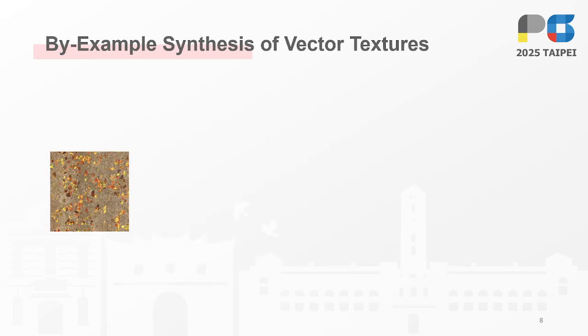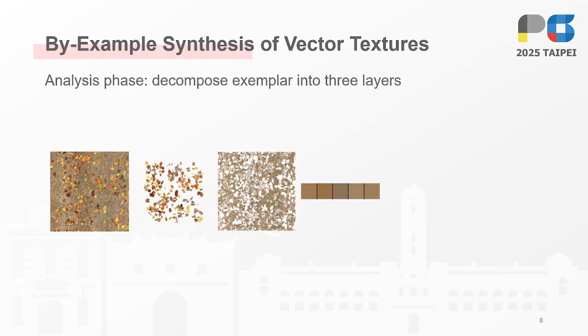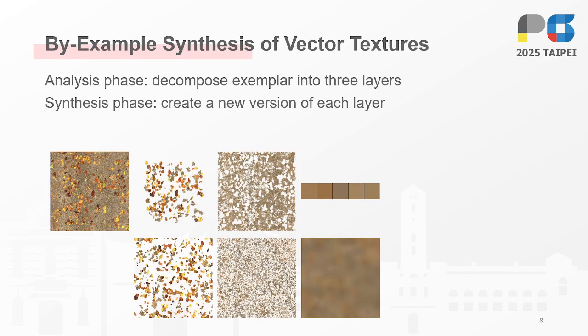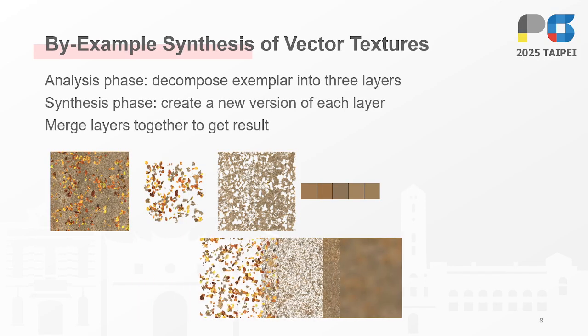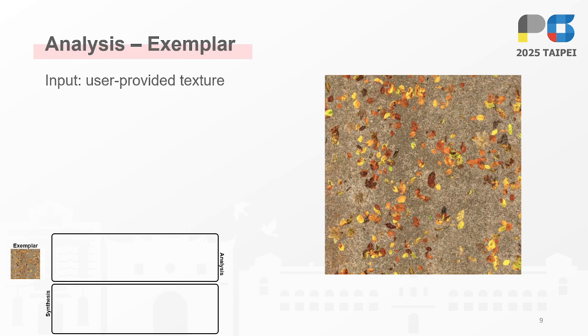Our algorithm works first with an analysis phase, where we decompose the exemplar into 3 layers. In the synthesis phase, we create a new version of each layer. And finally, we merge the layers together to get our final result. We now look at our algorithm in a little bit more detail, starting with the exemplar, which is a user-provided raster image.